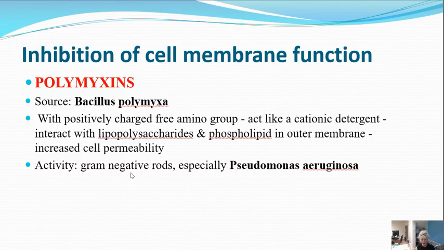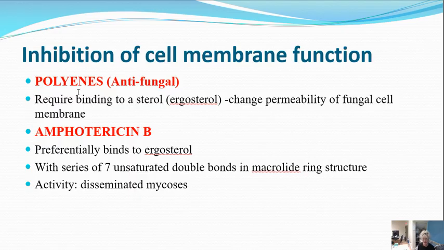Polymyxins: many gram-negative rods, especially Pseudomonas, with positively charged free amino groups, like the cationic detergent, they interact with the lipopolysaccharide and phospholipid in the outer membrane, increasing permeability. It can kill gram-negative rods like Pseudomonas, which is interesting. Inhibition of cell membrane function.